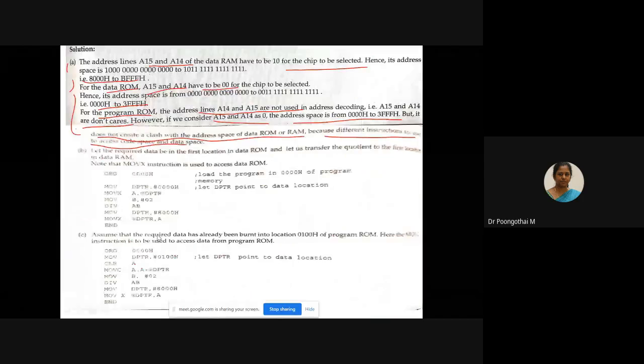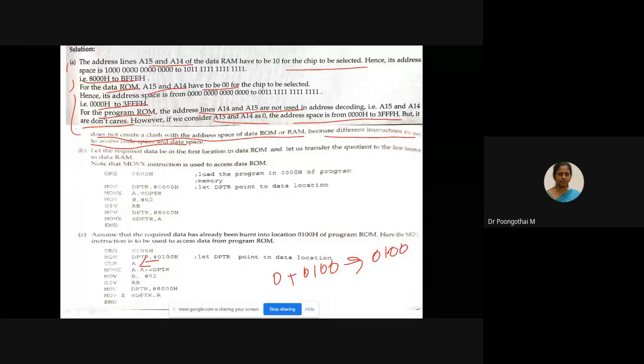Here, assume that the required data has already been burnt into location 0100H of program ROM. So it has already been stored at memory location 0100, and that will be the address. Move that address into DPTR. Here we have to use the MOVC instruction. The format for MOVC syntax is A, @A+DPTR. So initially clear the accumulator. So 0 plus 0100, the address will be 0100.